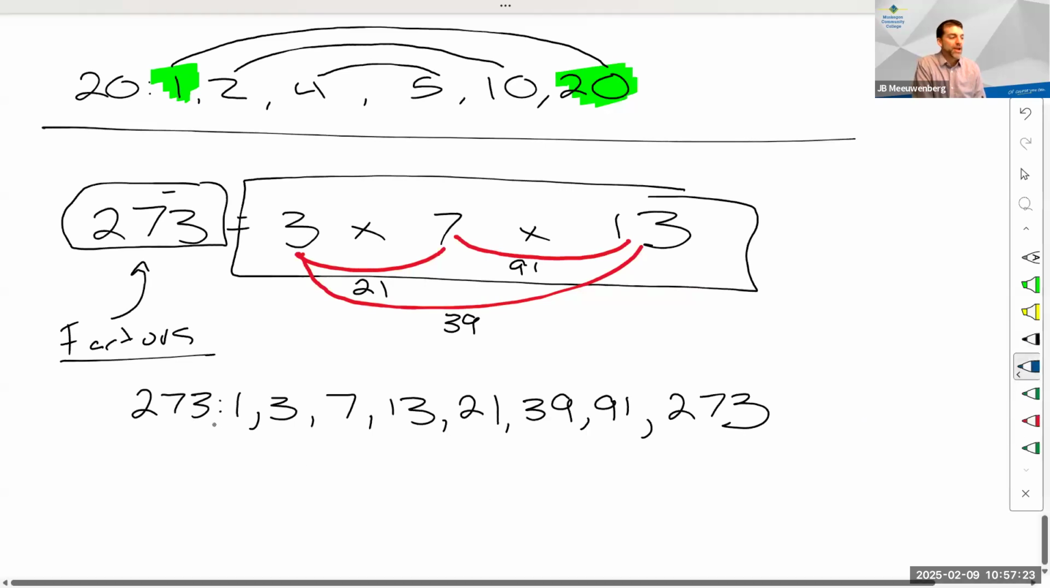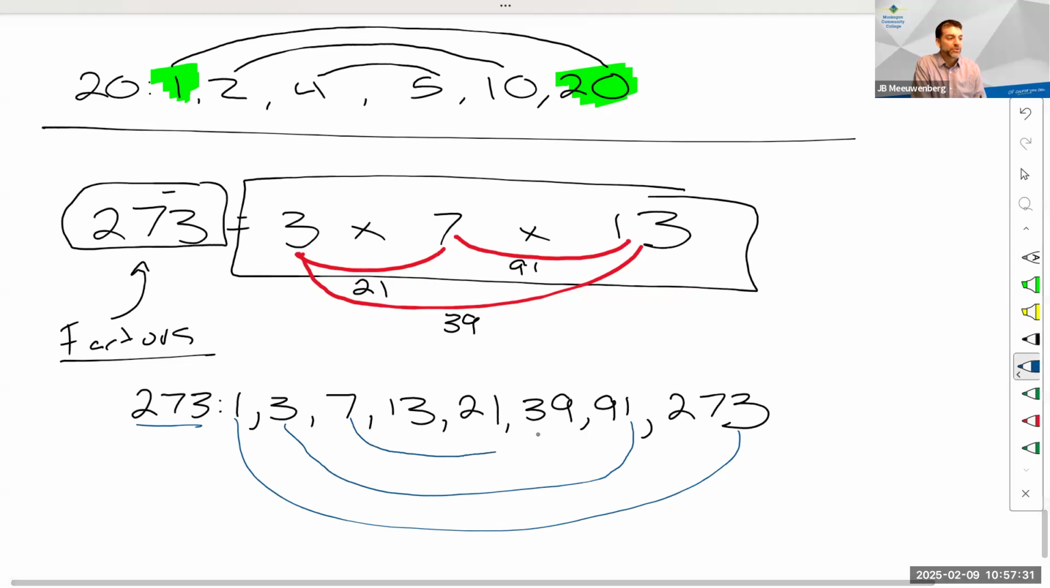And if you look at the different pairs, 1 times 273, 3 times 91, 7 times 39, and 13 times 21 all equal 273.